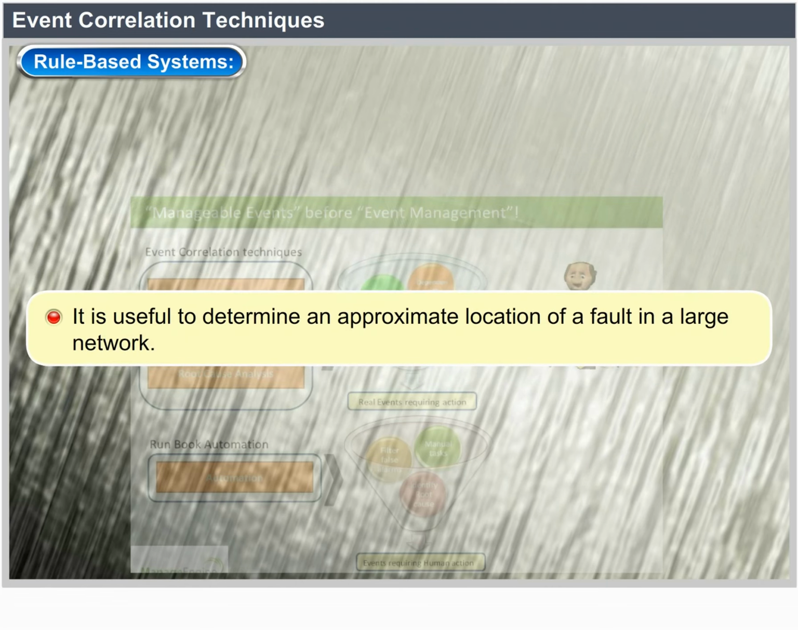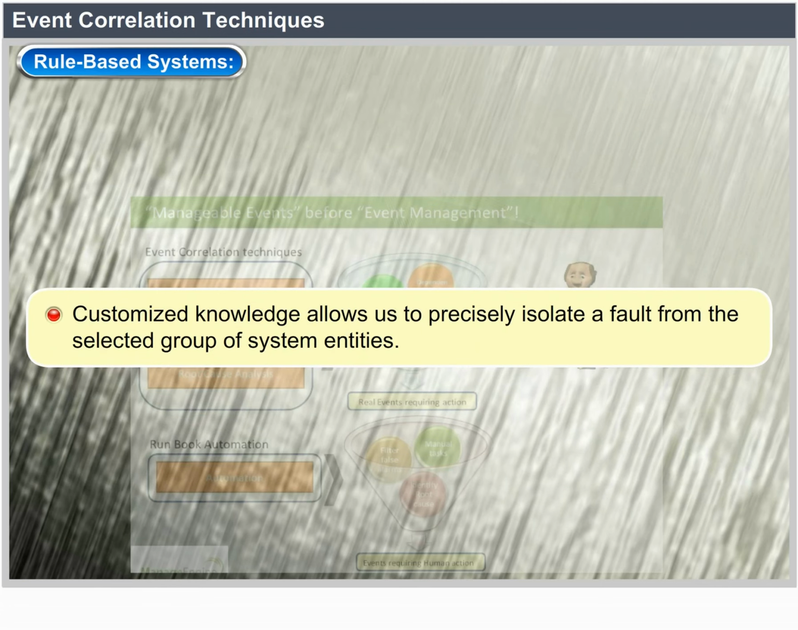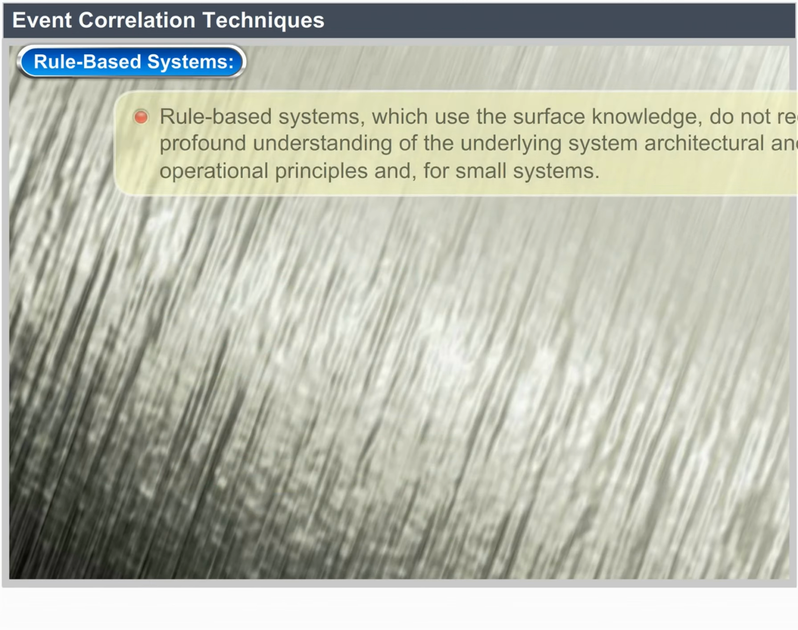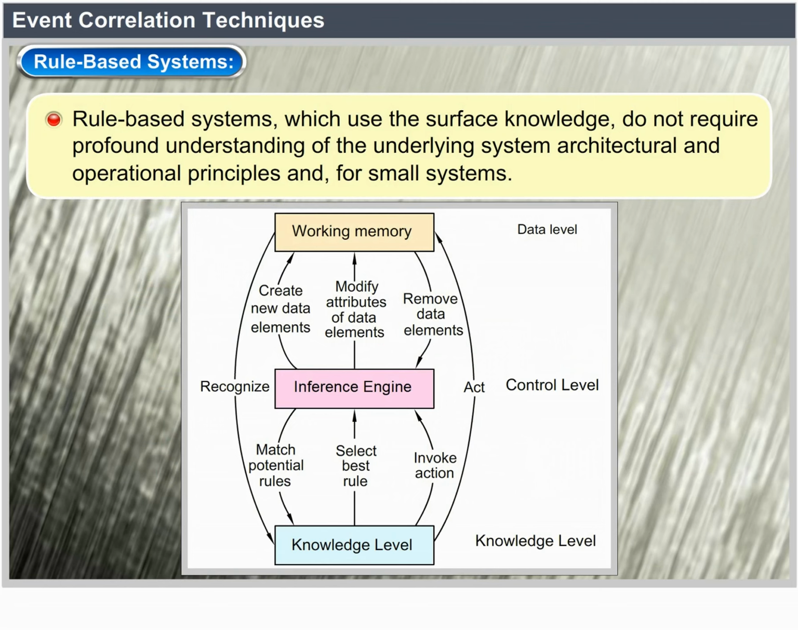It is useful to identify an approximate location of a fault in a large network. Customized knowledge allows us to precisely isolate a fault from the selected group of system entities. Rule-based systems, which use the surface knowledge, do not require profound understanding of the underlying system architectural and operational principles, and are suitable for small systems.